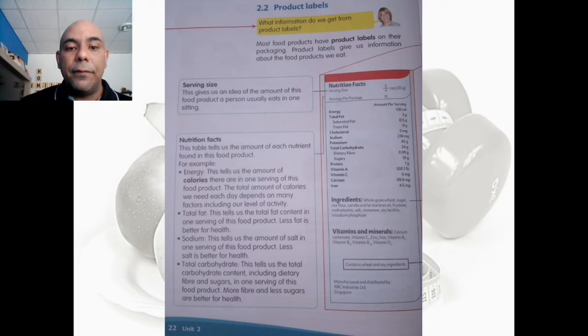Then we have, for example, the total fat. You know that the less fat we eat is going to be better for our health. So we need to pay a lot of attention to this. And then we have sodium. Sodium is very important. If you consume too much sodium in your diet, at the end you can cause problems to your body. In this case, to your kidneys. And remember, the function of kidneys is to filter our blood. So for that reason, we need to be very careful with the amount of sodium that we eat.